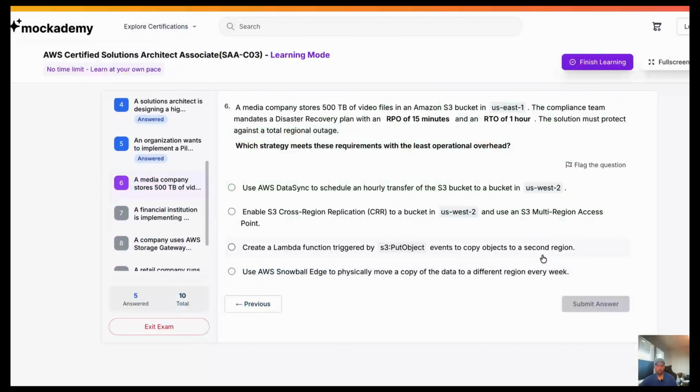Next question, question number 6. A media company stores 500 terabytes of video files in an Amazon S3 bucket in US East 1 region. The compliance team mandates a disaster recovery plan with an RPO of 15 minutes and an RTO of 1 hour. The solution must protect against a total regional outage. Which strategy must meet these requirements with the least operational overhead?